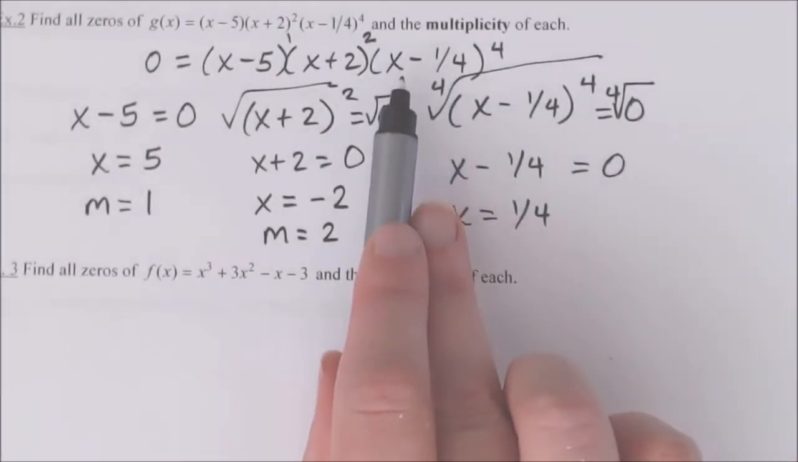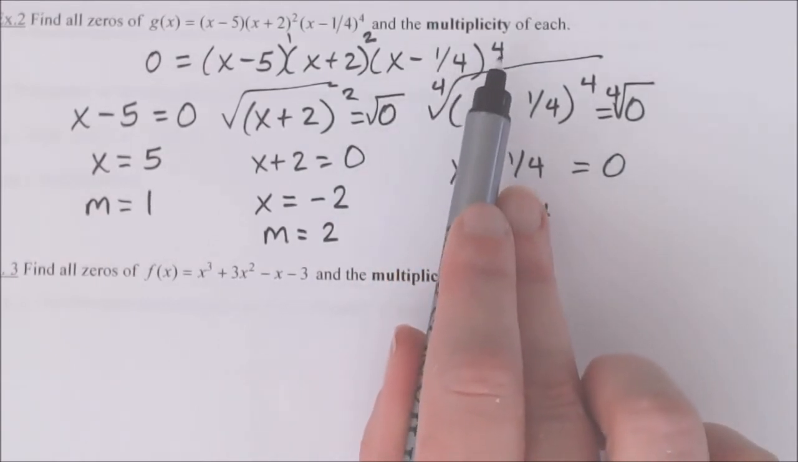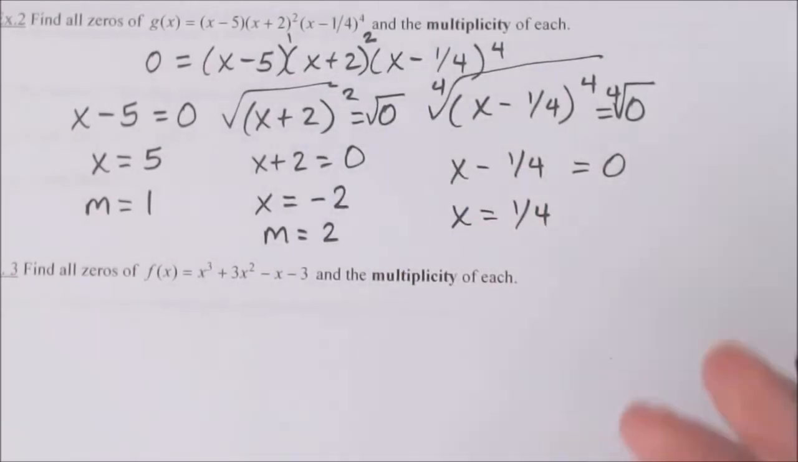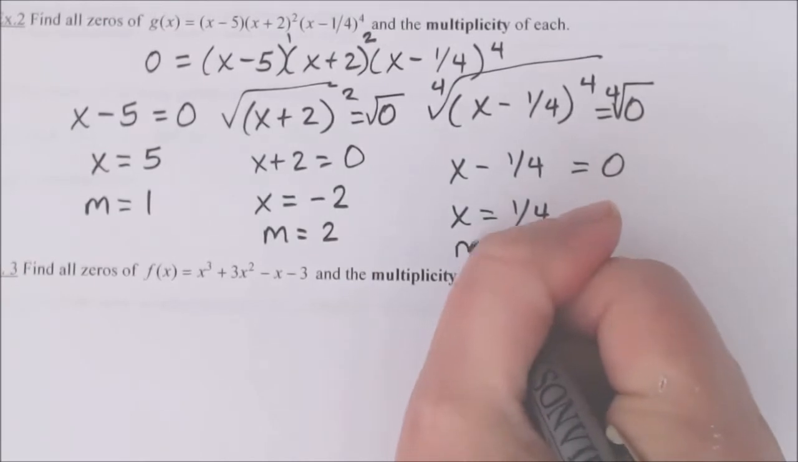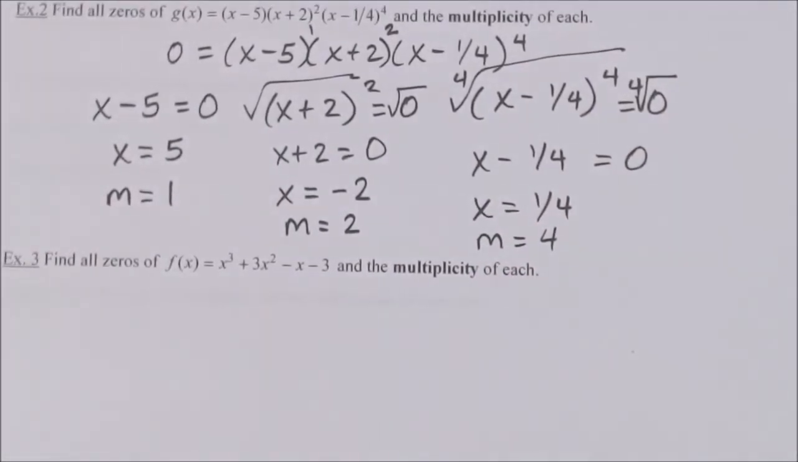Look back at the factor that came from. It came from the x minus 1/4 raised to the 4th power. So what would the multiplicity for that x-intercept be? And that would be 4 because of the exponent that it came from for that factor.